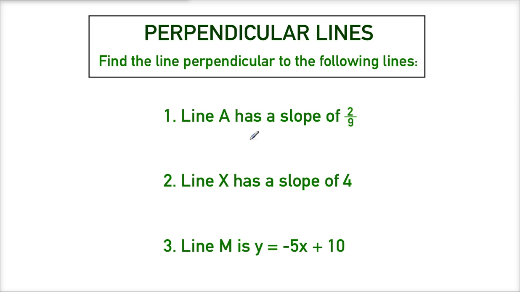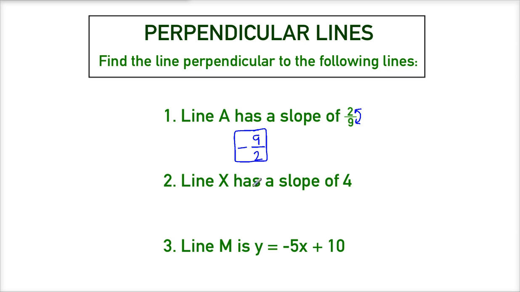Now how about perpendicular lines? We want to find the slope of lines that are perpendicular to the following. Line A has a slope of 2/9. So what's the slope of a line that's perpendicular to this? Well, remember we have to flip the top and bottom, so find the reciprocal, and then change the sign. So it's positive, so I'm going to make it negative, and then I'm going to flip the 9 and the 2. So the slope of a line that's perpendicular to line A will be -9/2.